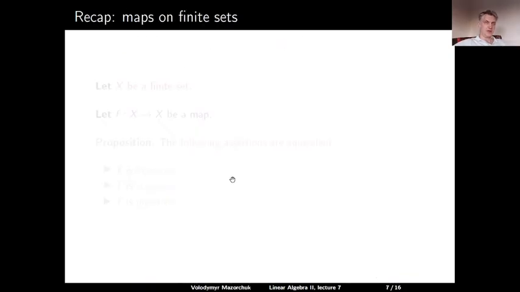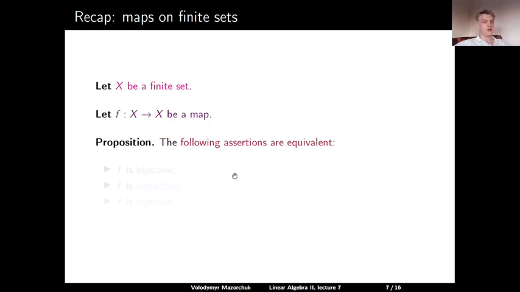So before we establish the next property, let us make a quick recap on the properties of the maps from a finite set to itself. So let X be a finite set, and let F be a map from X to X. Proposition: the following assertions are equivalent. The map F is bijective, the map F is surjective, and the map F is injective. So this is a property of a finite set. This proposition is not true if X is an infinite set.